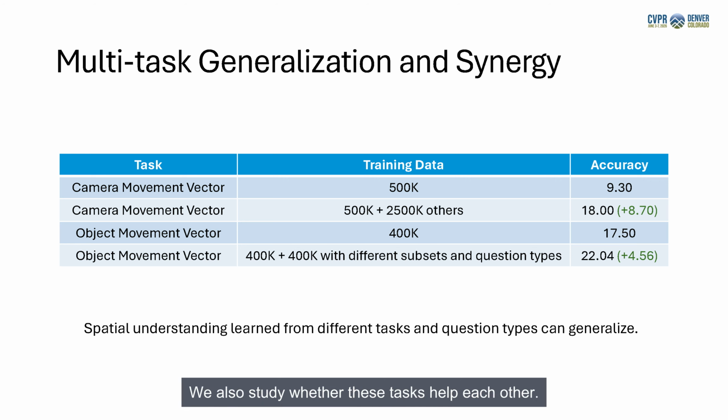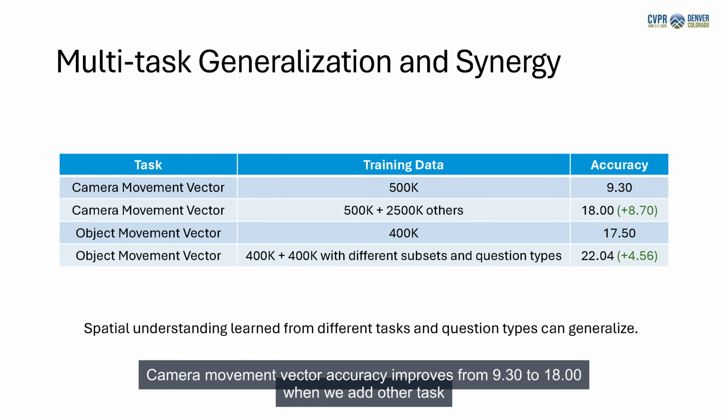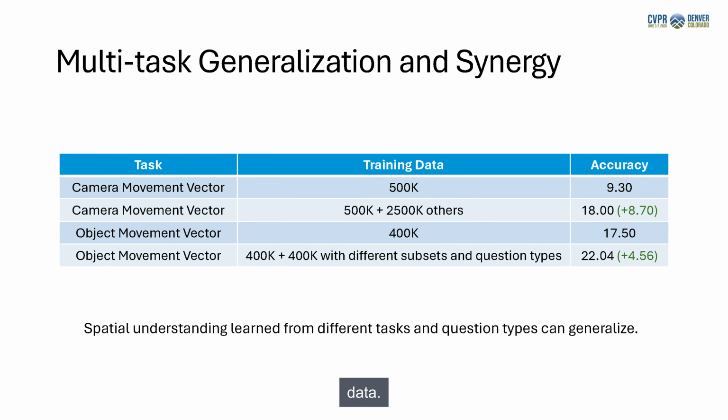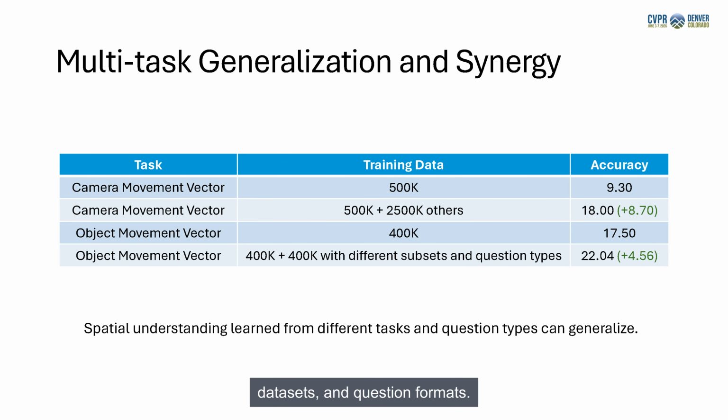We also study whether these tasks help each other. The answer is yes. Multitask spatial training works better than separate task training, suggesting that the model learns shared geometric structure rather than isolated templates. Camera movement vector accuracy improves from 9.30 to 18.00 when we add other task data. Object movement also improves from 17.50 to 22.04, showing transfer across tasks, datasets, and question formats.